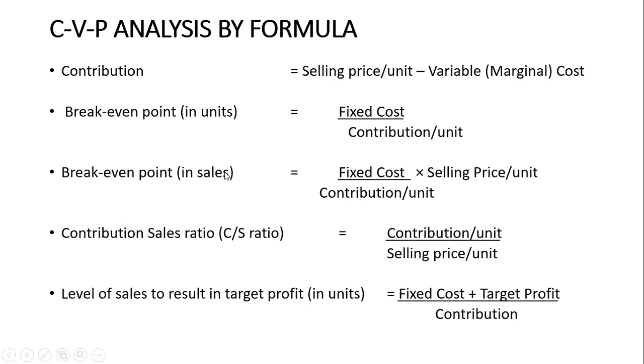Then break-even point in sales. In terms of sales value, it is fixed cost over contribution per unit times selling price per unit. Then we have contribution sales ratio, which is contribution per unit over selling price per unit. The level of sales to result in target profit is fixed cost plus target profit over contribution. So these are a few of the formulas that we can employ to perform our analysis. And as I said, we are going to look at how we can use Excel to perform this analysis.